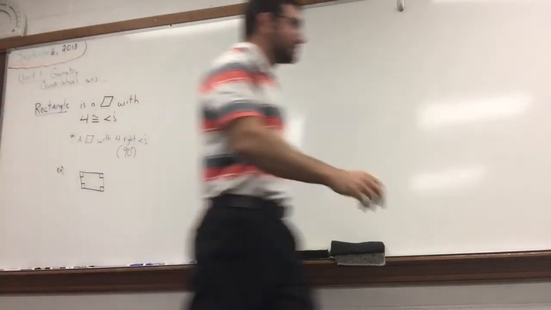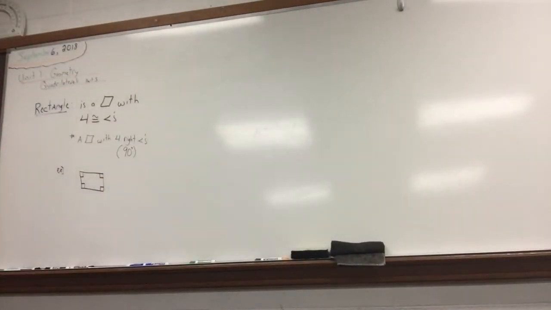Go back to your flowchart. Are there other things that I could teach you about the diagonals? Yeah, but we don't care about that right now. All we care about the rectangle is it must have 4 right angles. We know right angles are 90 degrees. Done. That's it.